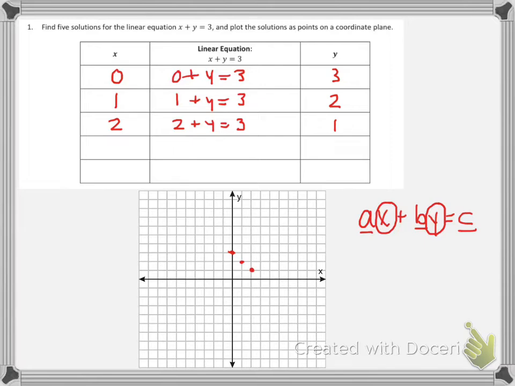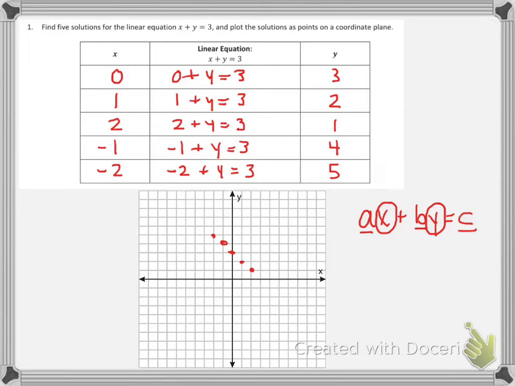And now it's always good to get an idea of what would happen if our variable is a negative. So I'm just going to go to negative 1. If I put a negative 1 in for x, I get negative 1 plus y equals 3. And I would add 1 to both sides in this case to get y isolated. So if x is negative 1, y is 4. So that would be left 1 and up 4. That puts me right here. And then finally a negative 2. Negative 2 in for x, I get negative 2 plus y equals 3. And I add 2 to both sides, I get y equals 5. So left 2, up 5 is my final point.